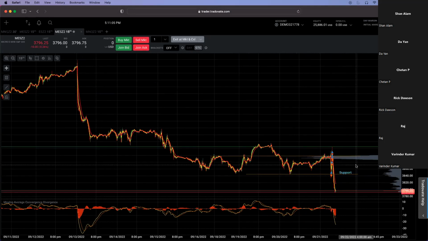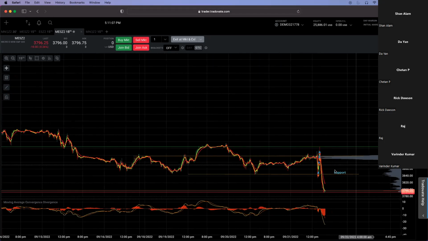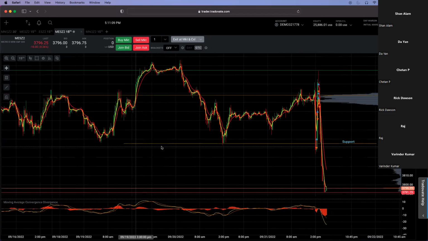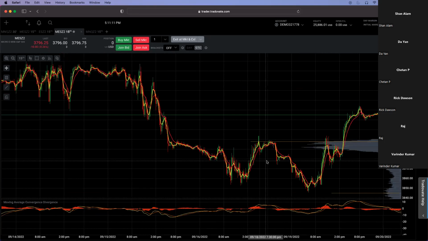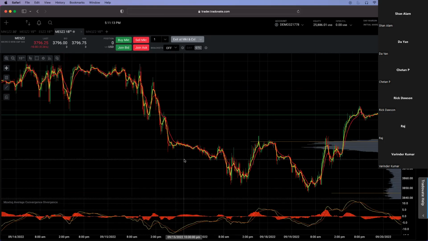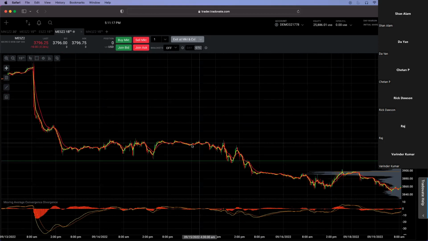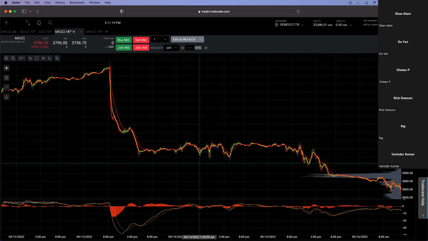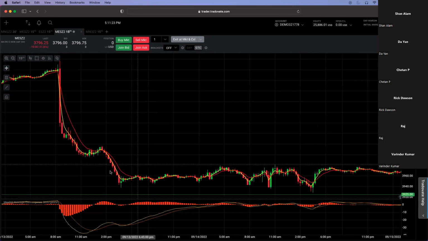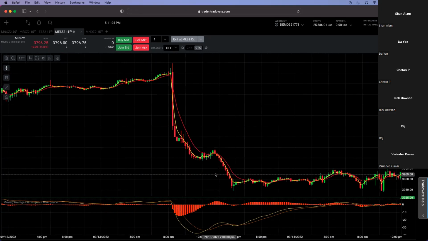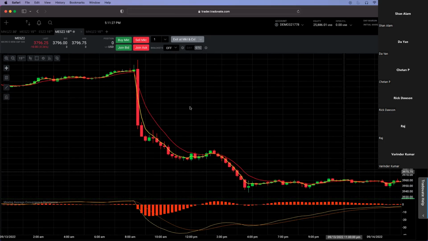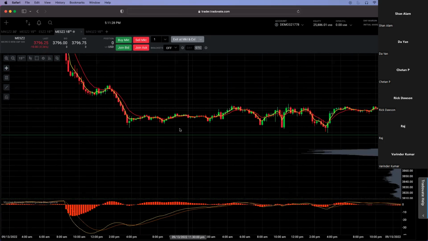Okay, let me ask these guys. Anyone wants to know the setup or any questions on the setup or on the stop loss? Rick, Dre, Chetan. If you can show us how you draw the support and resistance lines, what time frame do you follow?